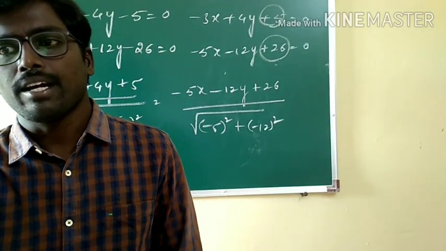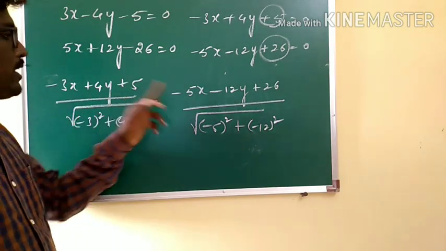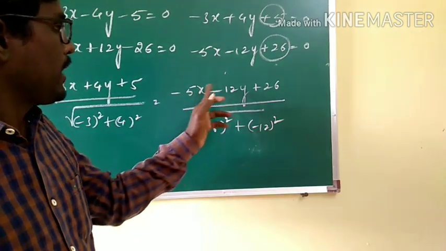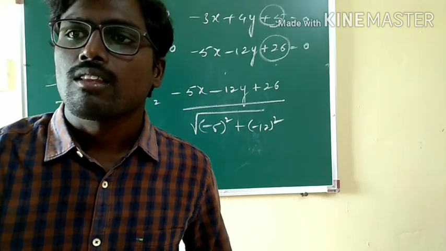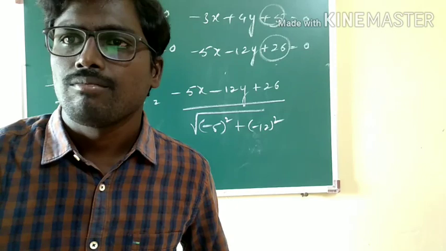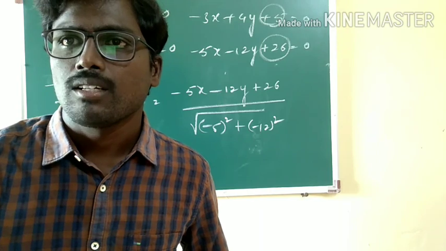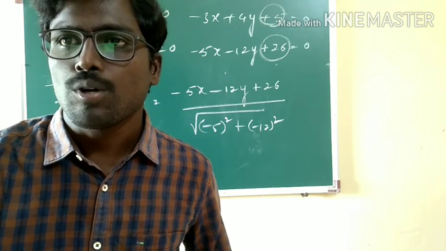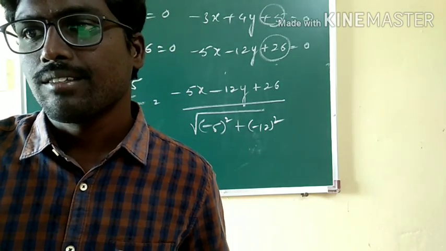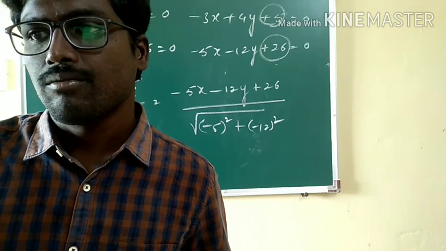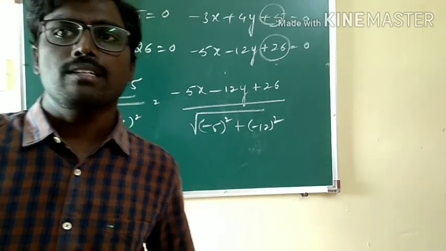Okay, so on simplifying that particular expression, 13 times of minus 3x plus 4y plus 5 is equal to 5 times of minus 5x minus 12y plus 26, you will get the outcome as question number 52, option 3: 14x minus 112y plus 65 equal to 0.